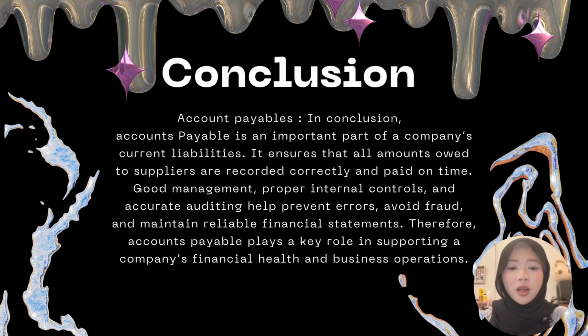In conclusion, account payable is an important part of a company's current liabilities. It ensures that all amounts owed to suppliers are recorded correctly and paid on time. Good management, proper internal controls, and accurate auditing help prevent errors, avoid fraud, and maintain reliable financial statements. Therefore, accounts payable plays a key role in supporting a company's financial health and business operations.